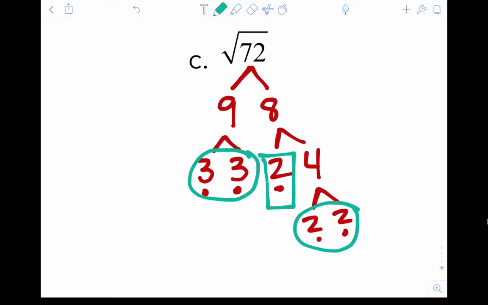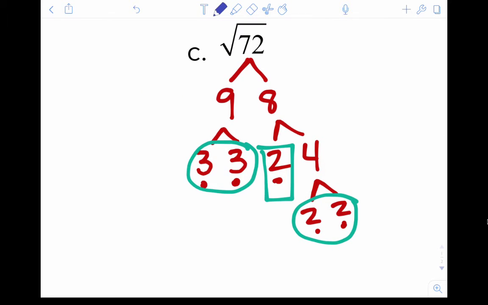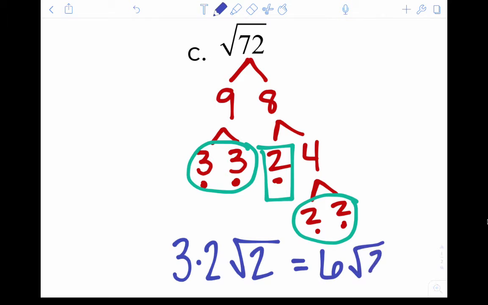Remember that as I'm doing this, I'm ignoring all of these numbers that I broke down into smaller numbers. I don't need to pay any attention to those now. So now I need to take my numbers out. So I'm going to take my 3's out, and I'm going to take my 2's out, and then I have my single 2 alone inside that square root sign. I can multiply my 3 and 2, so this is 6 rad 2. That's my final answer.